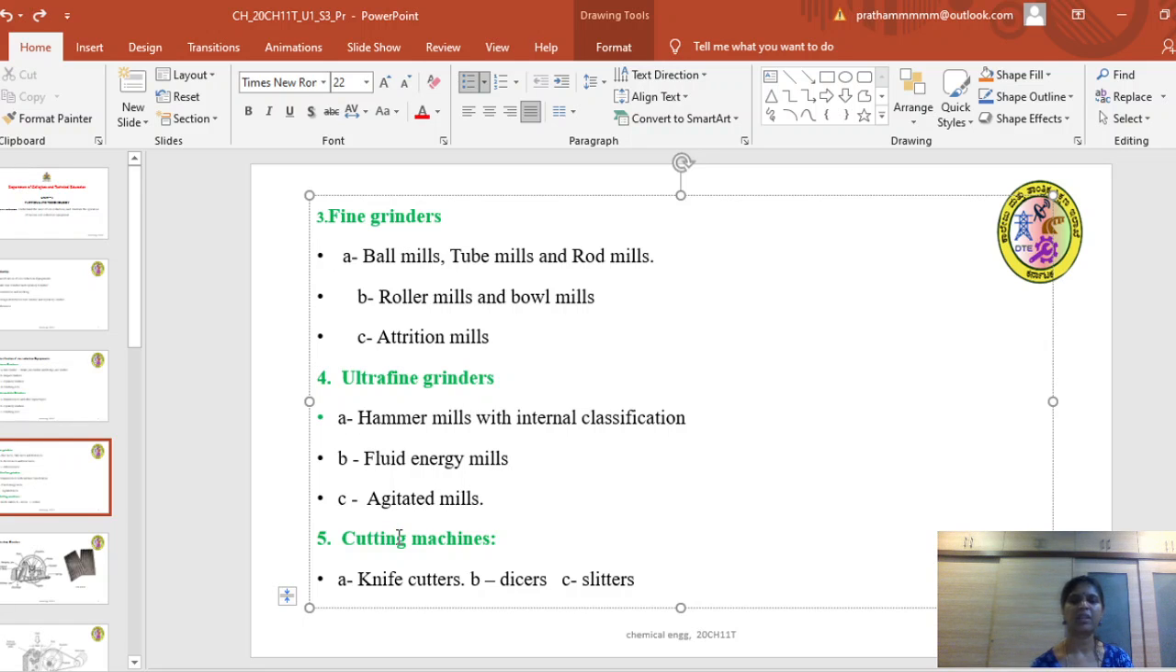So based on the size reduction of the material, for the cutting machines you'll also have the knife cutters, dicers, and slitters. So these are the classification of the equipment based on the reduction of the size of the materials.